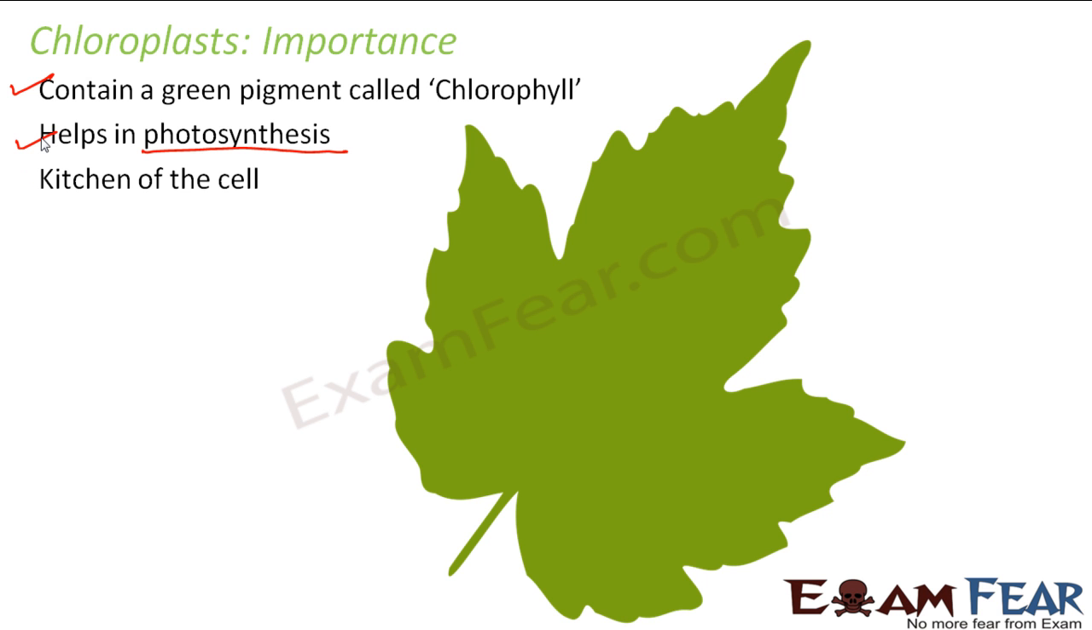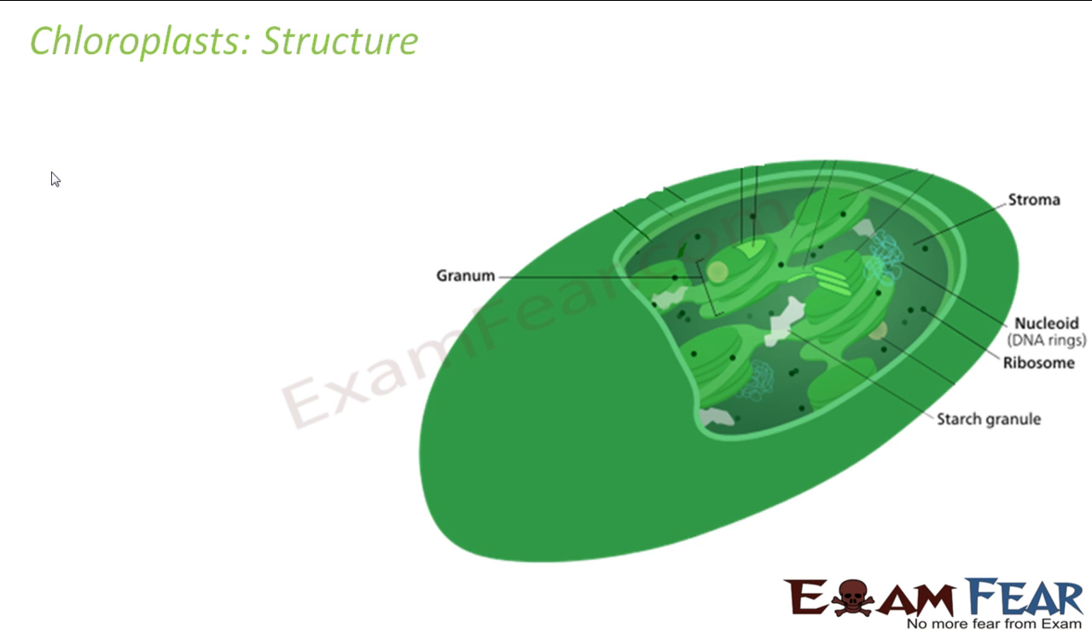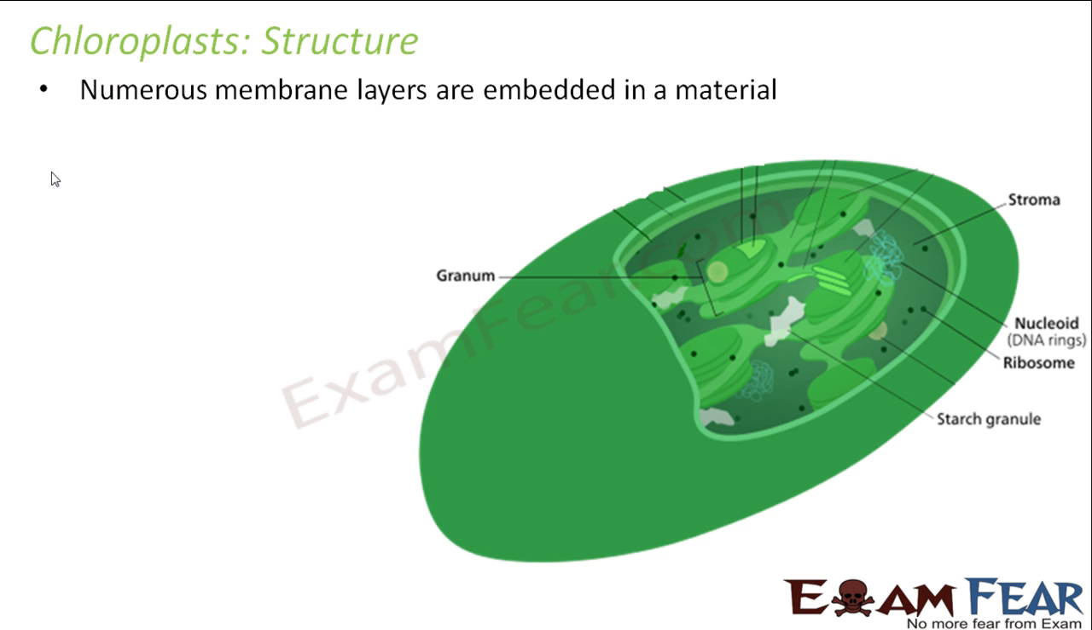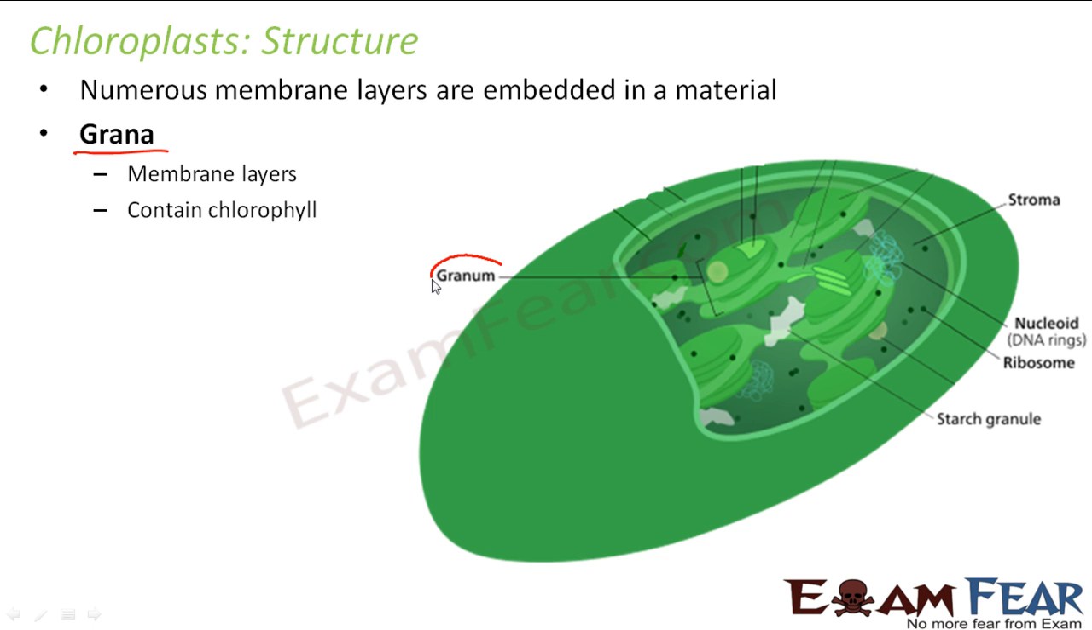They are also known as the kitchen of the cell because they help in photosynthesis, and photosynthesis results in production of food. Okay, what does the structure of a chloroplast look like? There are numerous membrane layers embedded in a material. So many membrane bound layers are there which are embedded in a material. These membrane layers are known as grana or granum. Grana is the plural of granum. So what is granum? Granum means these membrane layers.